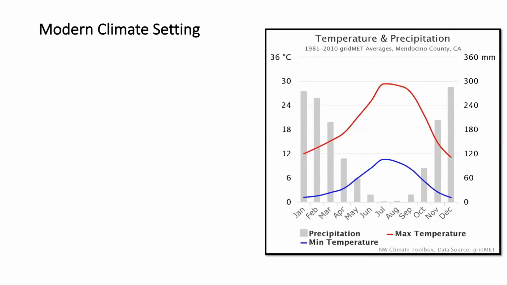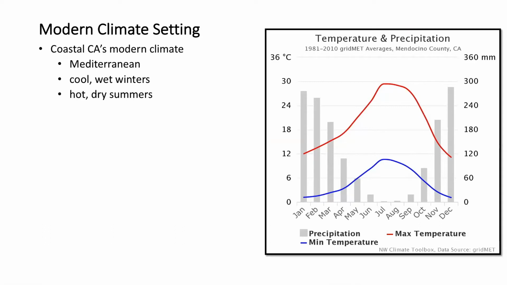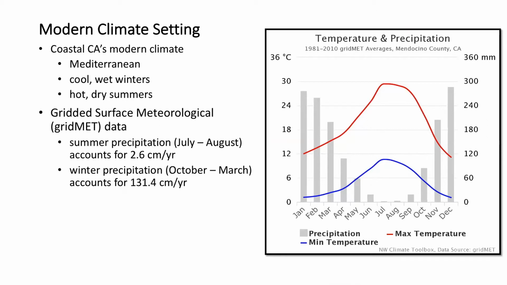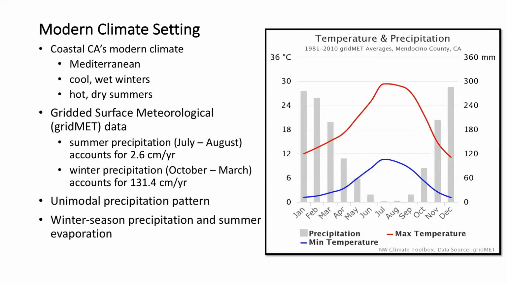Modern climate setting. Coastal California's modern climate is Mediterranean with cool, wet winters and hot, dry summers. Additionally, gridded surface meteorological data provides temperature and precipitation averages of Mendocino County, where Barley Lake is located. This shows that summer precipitation accounts for 2.6 centimeters and winter precipitation accounts for 131 centimeters. This indicates a unimodal precipitation pattern at Barley Lake. Therefore, the hydrologic budget at Barley Lake is the result of winter season precipitation and summer evaporation.